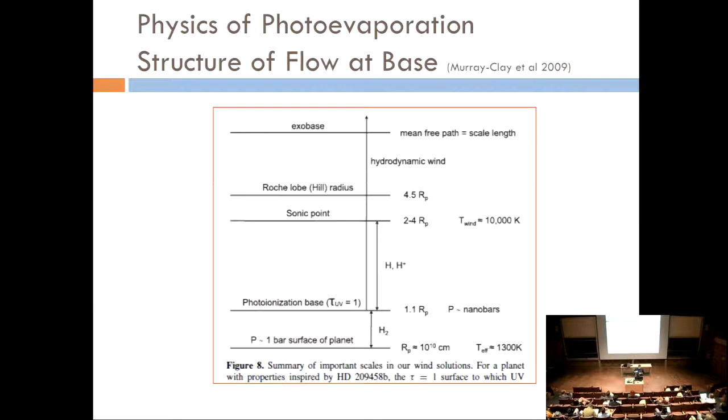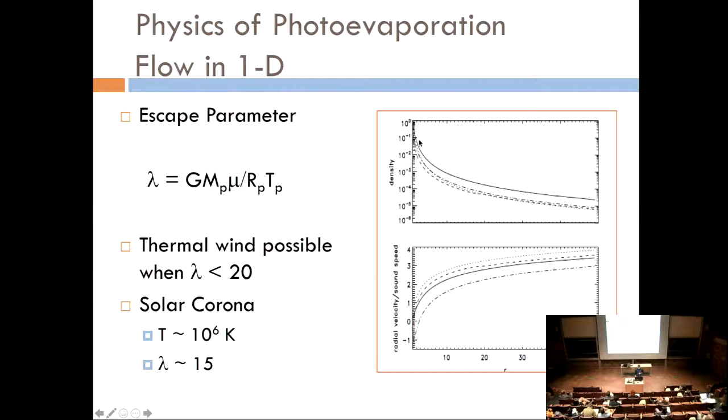Once you do that, this is also 1D models, what you find is, if you consider spherical symmetry, you get a nice wind where the density falls off with radius and the velocity increases with radius. So this is just a standard Parker wind. In general, there's this parameter lambda called the escape parameter, which is the ratio of the gravitational energy to the thermal energy. And if lambda is less than 20, you can get a wind. So that's basically what you need.